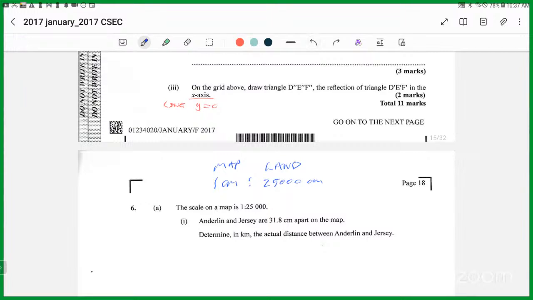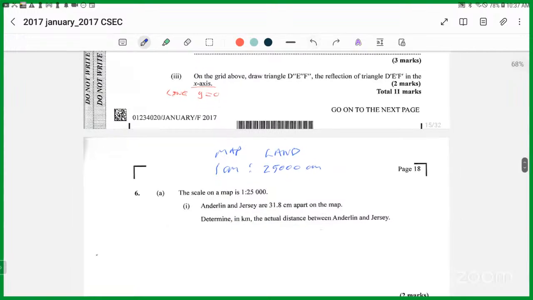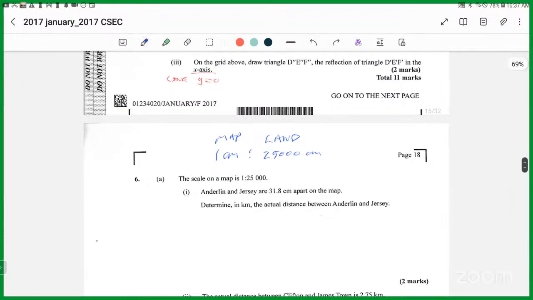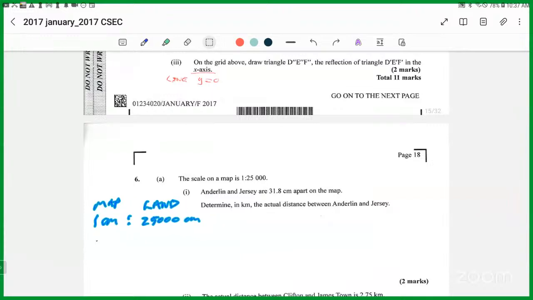Anyway, it says Adelaide and Jersey are 31.8 centimeters apart, determine the actual distance in kilometers. So it means that I need to convert this scale to kilometers. Let's do it on the side. Convert the scale to kilometers. Because the map will always be in centimeters, but the land, you measure in either meters or kilometers.